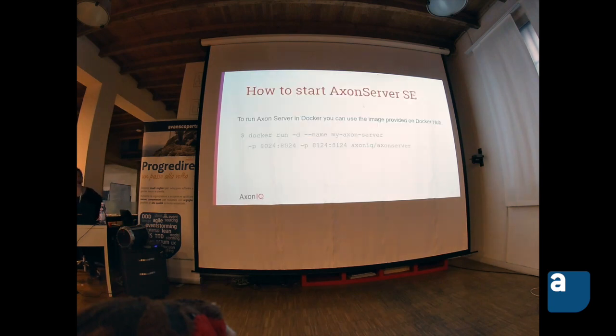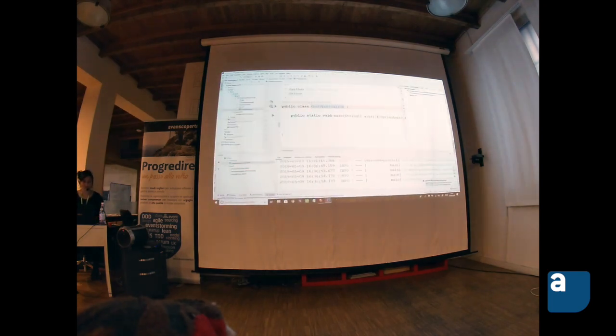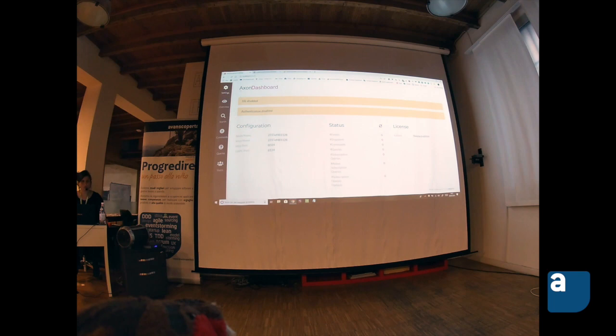In order to use Axon Server, you can simply start a Docker container. You can run this command. I have already done that, and I have my container running. This is my container. Maybe it's too small for you, but it's running here. This is the user interface of Axon Server Standard Edition, and it simply says that we don't have any events, commands, or queries yet.